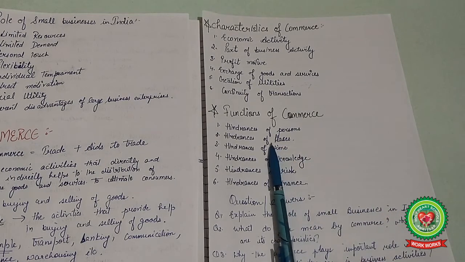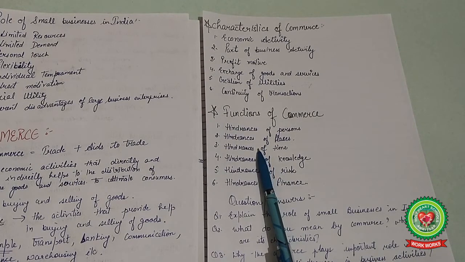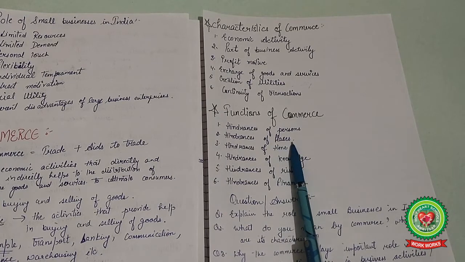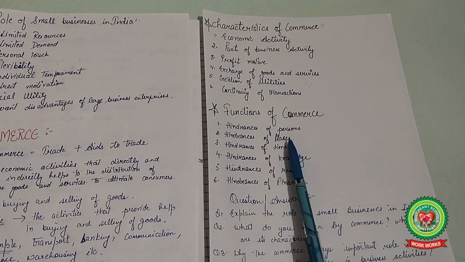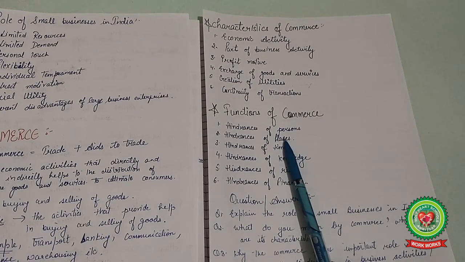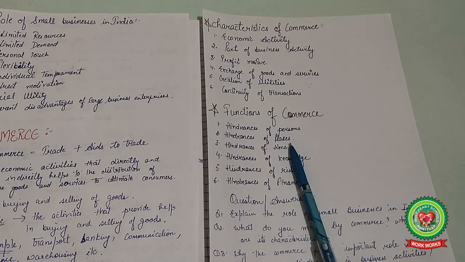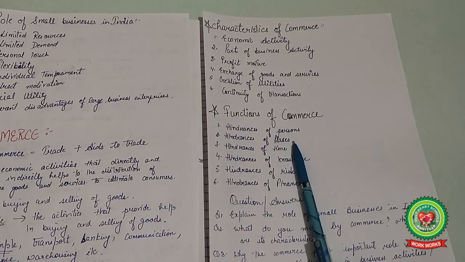Next one is the hindrance of place. Place means where the production and the consumption should be done. So this includes transportation such as road transport, rail transport, sea and air, by which the product goes to the place where it is demanded. If the product is produced in one place and the consumption is in some other place, then the transportation facility removes this hindrance.